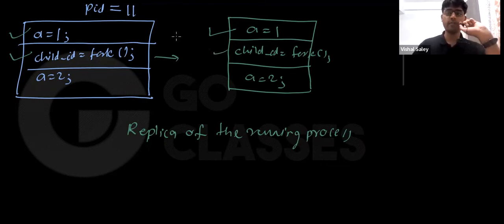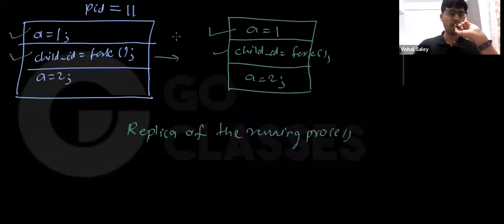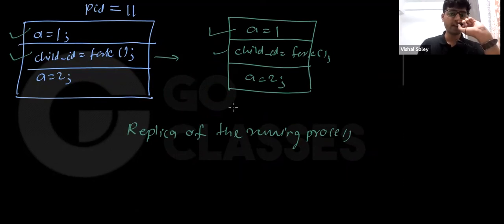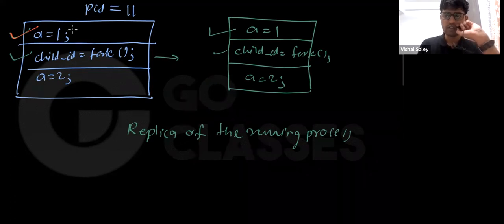It's not like you're copying a file, where you just copy and paste. This is a running process. When you replicate it, it also means that whatever has happened here has also happened here. So for example, when this process started running, it first ran this particular line. It basically ran A is equal to 1. Is this understood? This particular line was executed.